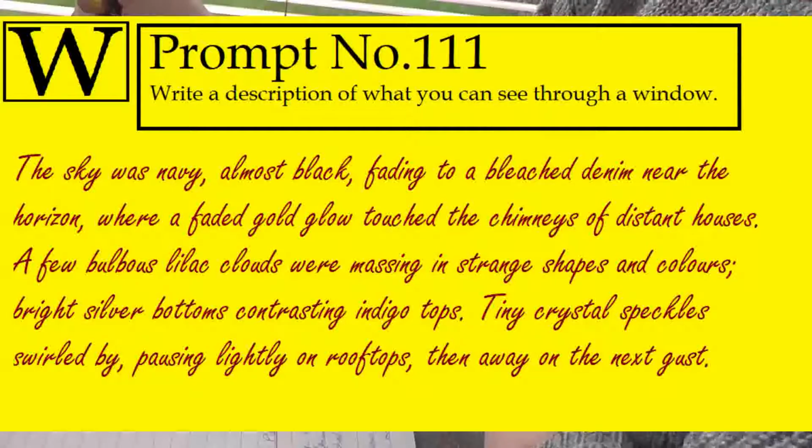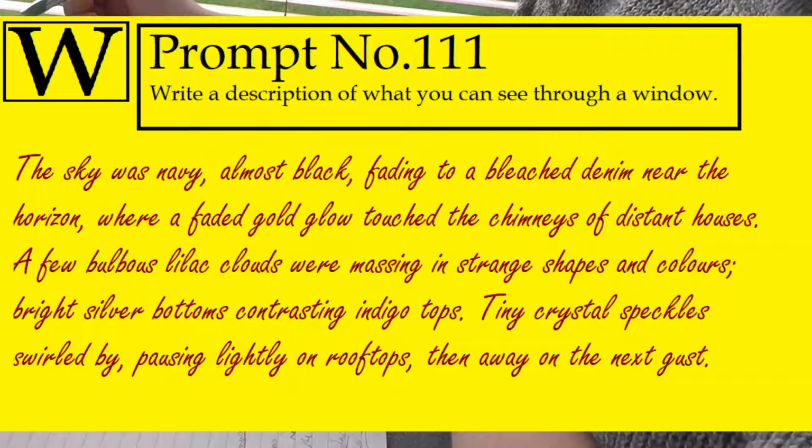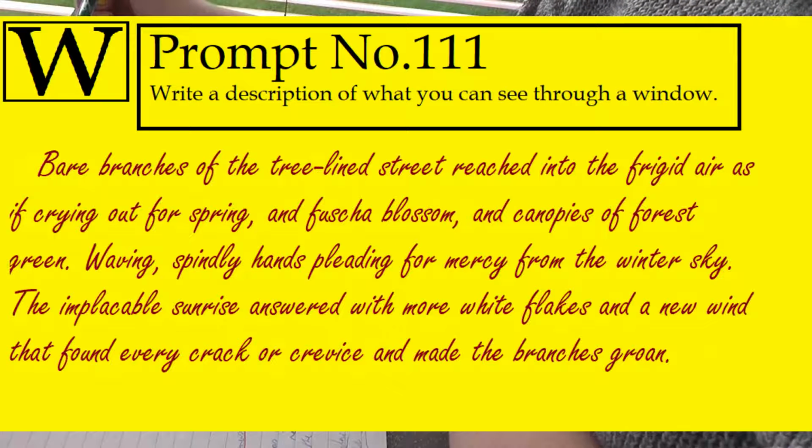With these colour flowers I started with, the sky was navy, almost black, fading to a bleached denim near the horizon where a faded gold glow touched the chimneys of distant houses. A few bulbous lilac clouds were massing in strange shapes and colours, bright silver bottoms contrasting indigo tops. Tiny crystal speckles swirled by, pausing lightly on rooftops, then away on the next gust. Bare branches of the tree-lined street reached into the frigid air, as if crying out for spring and fuchsia blossom and canopies of forest green. Waving spindly hands pleading for mercy from the winter sky.